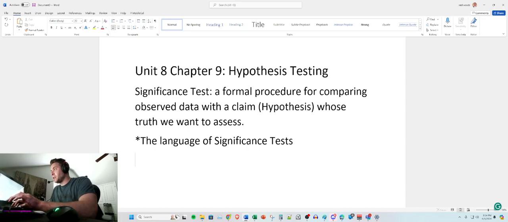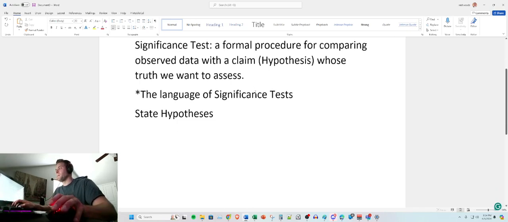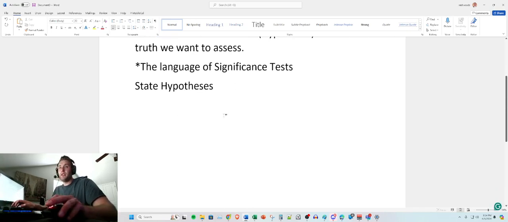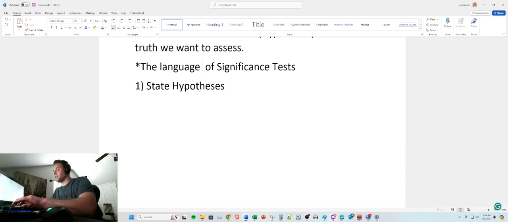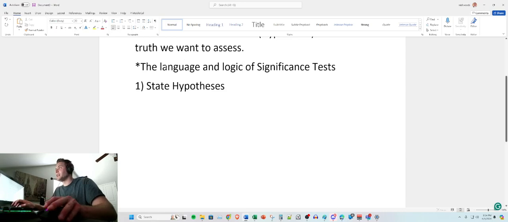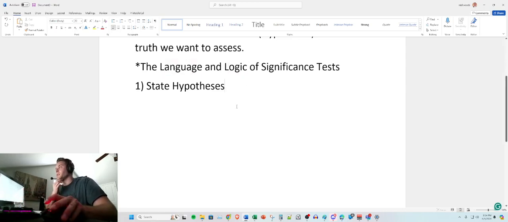The first thing that we do is we state hypotheses. And you have two types of hypotheses. And let's actually add, it's not just the language, but the language and logic of significance tests. What are we trying to do here? We want to state the hypotheses. You have two types of hypotheses.